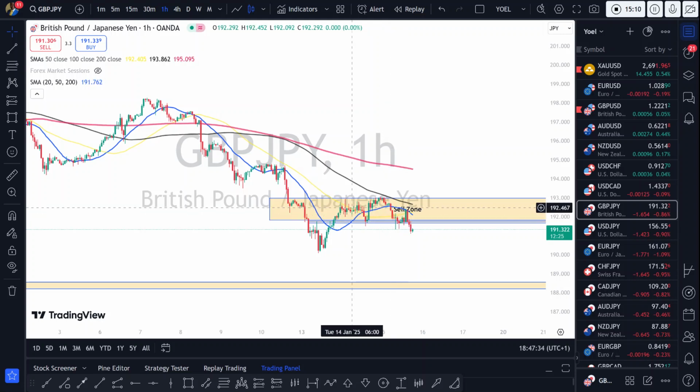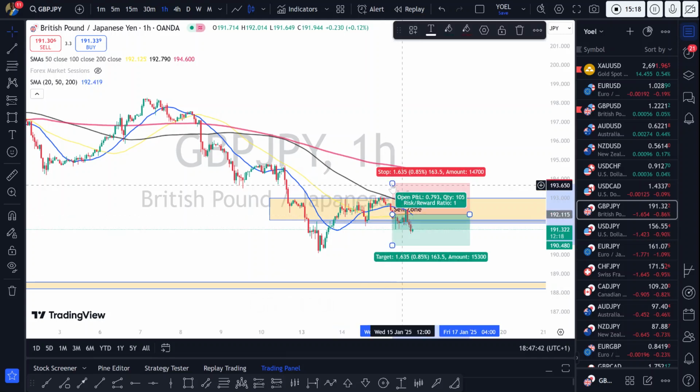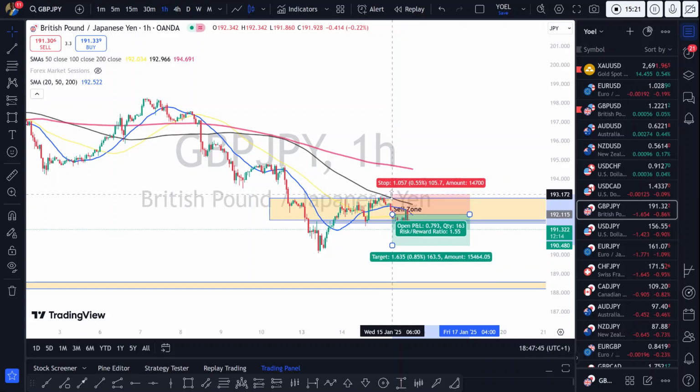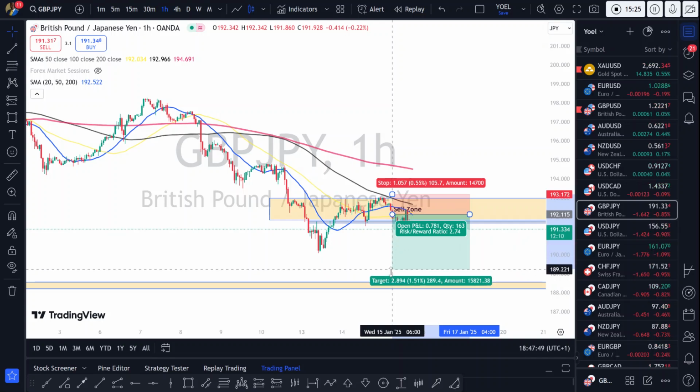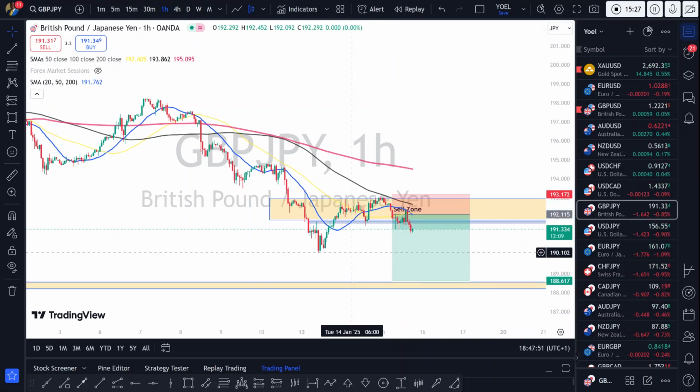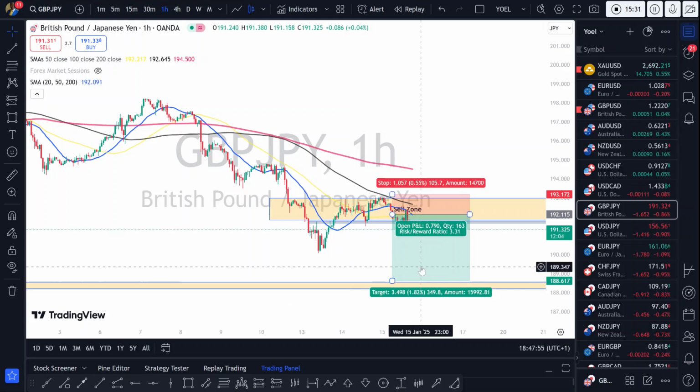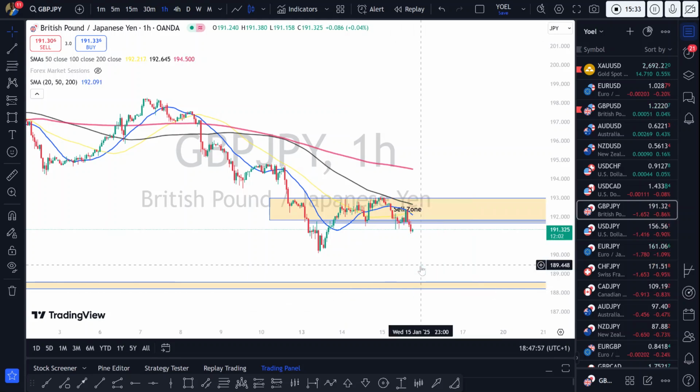So to sell in that area, you can sell in any of those areas, putting your stop loss behind the moving average, and then we are expecting this price to come here. Bam! And it's currently responding. So this is how we use Fibonacci retracement.